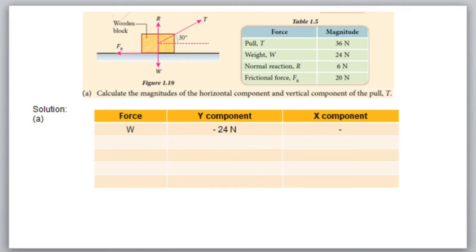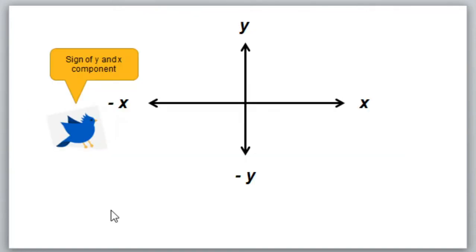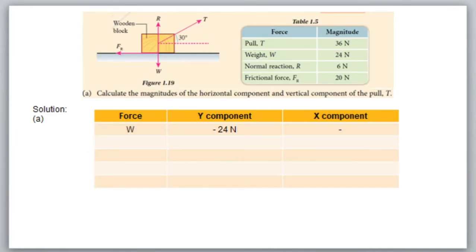Can you get it? Never mind, I will explain further. Remember, for coordinates, we have the sign of positive y and negative y, and then we have positive x and negative x. And weight is towards the direction of negative y. That's why the y component of W is negative 24 Newton.